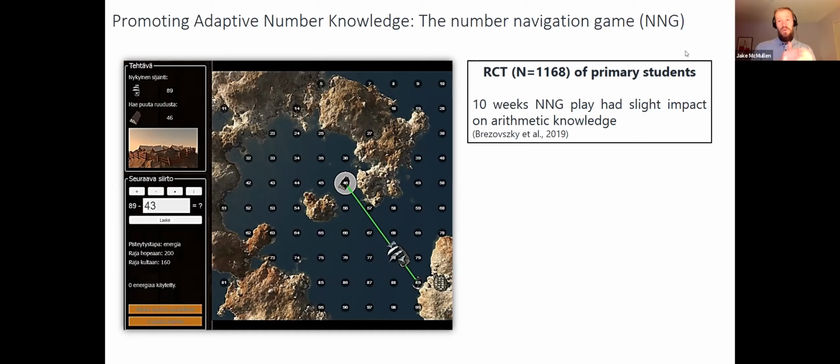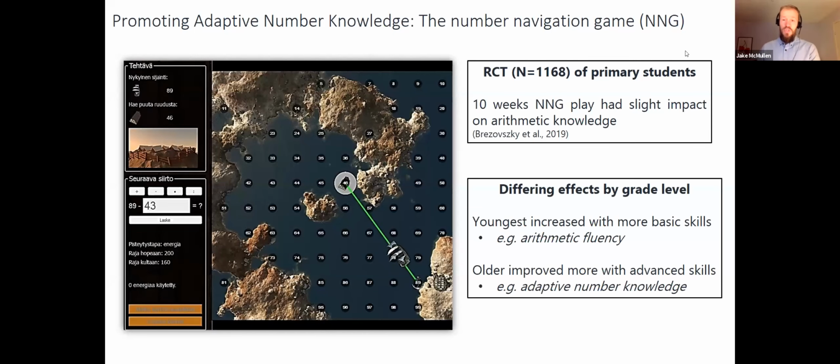So they're going from a given number to a target number. And there are different varieties of this task that force them to use more complex arithmetic relations. We found that it had a slight effect on their arithmetic knowledge. In particular, with the older children in this intervention, it promoted their adaptive number knowledge and pre-algebra skills. With younger children, it focused more on procedural fluency and promoted that. So we found that this was a promising means for promoting adaptive number knowledge.